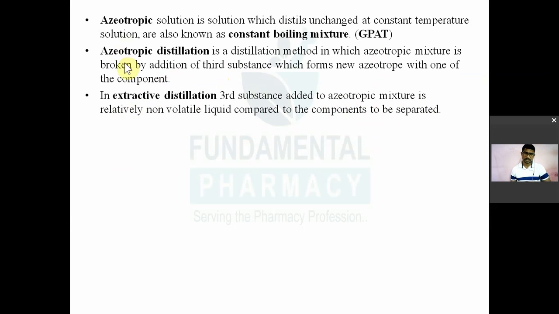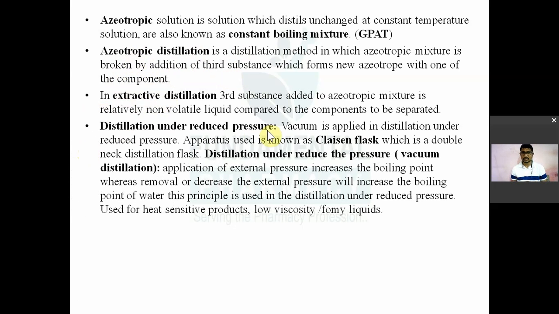Nothing else: the third substance being added here will be non-volatile, while there it will be volatile. So to break the azeotropic mixture in azeotropic distillation, you add a third volatile substance. The volatile substance will form an azeotropic mixture with one component, leaving the other component free for distillation. So that is nothing but azeotropic distillation. For absolute alcohol, azeotropic distillation is used, and there is also distillation under reduced pressure. So you know that if we reduce the pressure, the boiling point becomes lower.